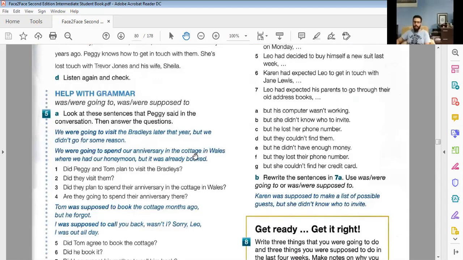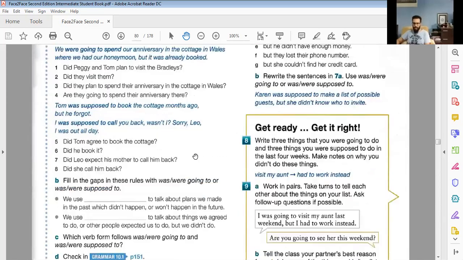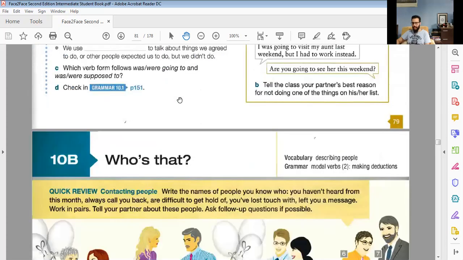That's the idea. But if it's more of a plan, something that you planned to do and it got canceled, you can use going to. So you can say, I was going to visit my grandmother, but the car didn't want to turn on, for example. There was a problem with my car, whatever. So that was the lesson before last.